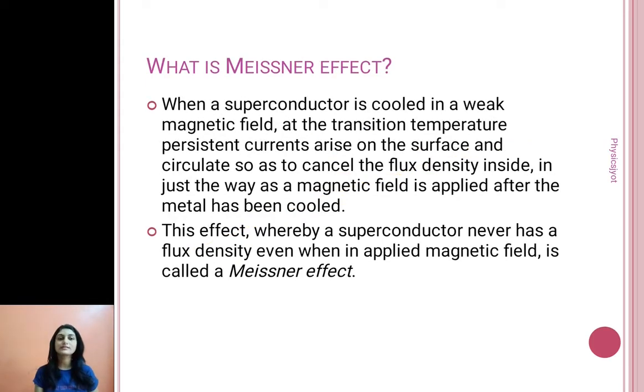Now, what is the Meissner effect? When a superconductor is cooled in a weak magnetic field, at the transition temperature, persistent currents arise on the surface and circulate so as to cancel the flux density inside, just the way as if a magnetic field is applied after the metal has been cooled. This effect, whereby a superconductor never has flux density inside even when in an applied magnetic field, is called the Meissner effect.